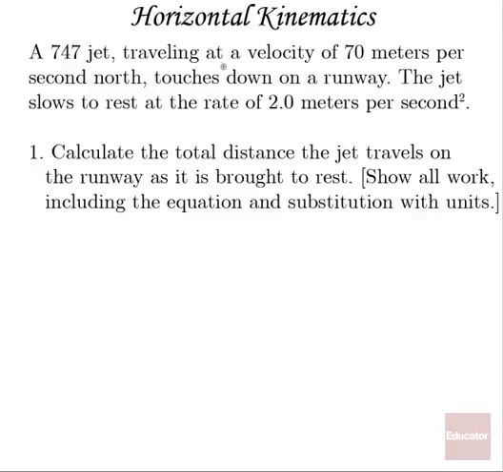We've got a 747 traveling at 70 meters per second to the north, touching down on a runway. The jet slows to rest at the rate of 2 meters per second squared. Calculate the total distance the jet travels on the runway as it is brought to rest. Well, let's start by writing down what we know. Its initial velocity is 70 meters per second north, touches down on the runway, and it's going to slow to rest, so its final velocity is going to be 0.